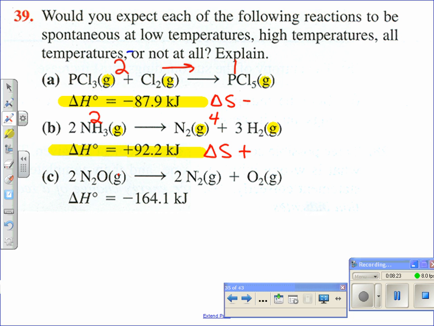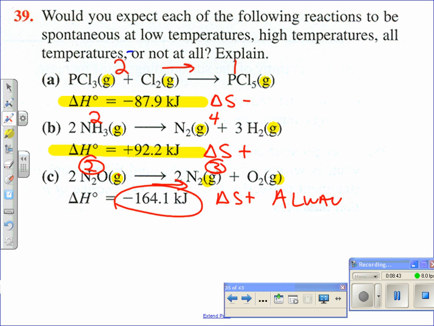Look at C, gas, gas, gas. I have 2 moles on the left-hand side, 3 moles on the right-hand side. Therefore, my delta S value is going to be positive. Delta H value is going to be negative. This would be always spontaneous, meets the conditions.